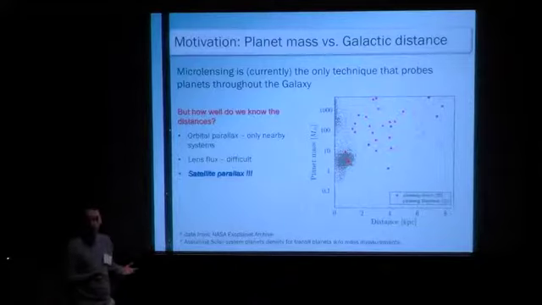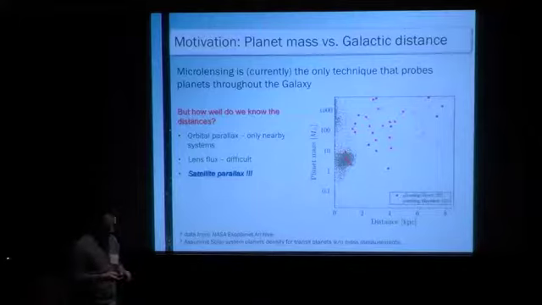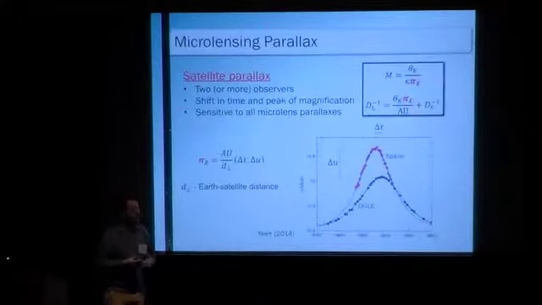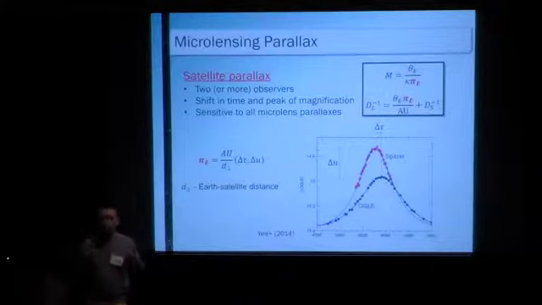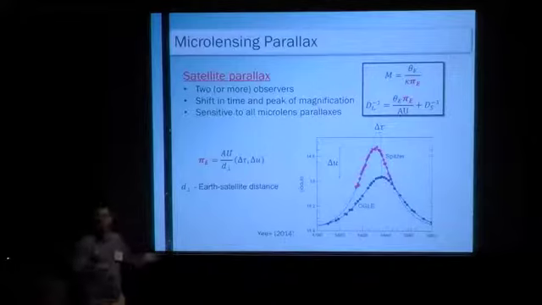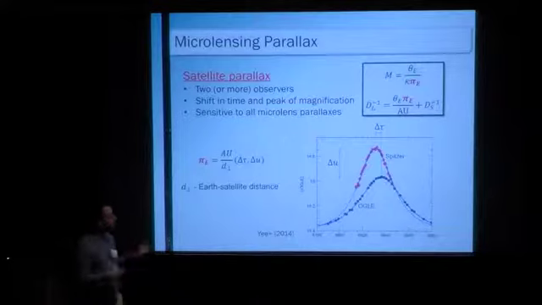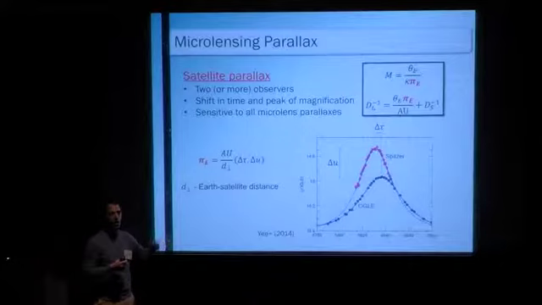So what's the solution? The solution is satellite parallax. Just as a reminder, satellite parallax is when you observe the same microlensing event from two distant observers or more, you will get two different light curves. And by measuring the offset of these light curves, both in time and peak magnification, you can derive very accurate microlensing parallaxes, down to the small parallaxes that you expect for bulge lenses.